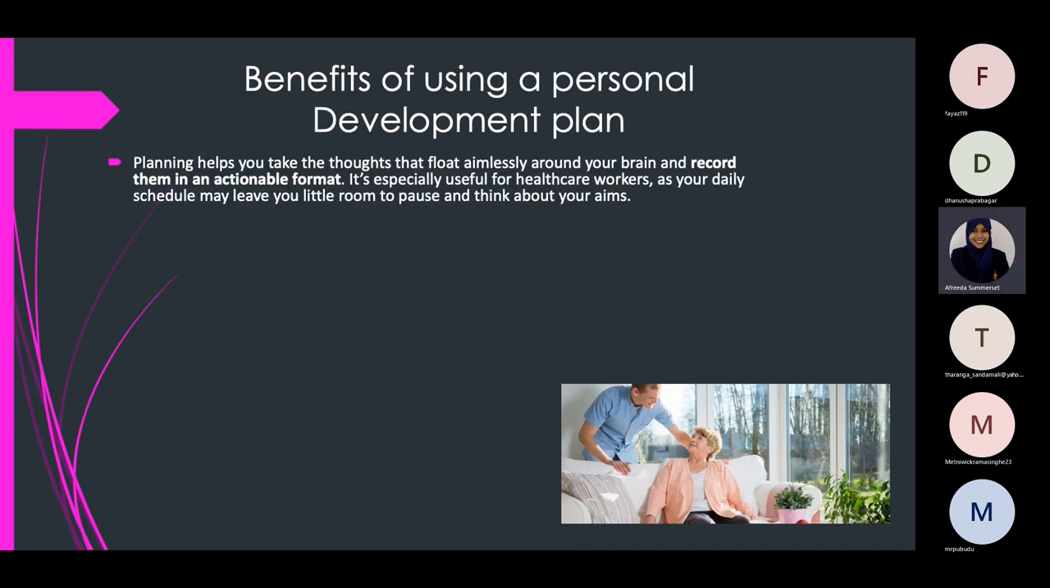Yes. So planning helps you to take the thoughts that float aimlessly around your brain and record them in an actionable format. It's especially useful for healthcare workers, as your daily schedule may leave you little room to pause and think about your aims. That is true. Sometimes, when there is so much going on in your head, it can be very difficult. You are thinking about this, you're thinking about that, you're thinking about your family, you're thinking about this patient. I think we all have gone through this situation. You're worrying about not just one responsibility, but many responsibilities.